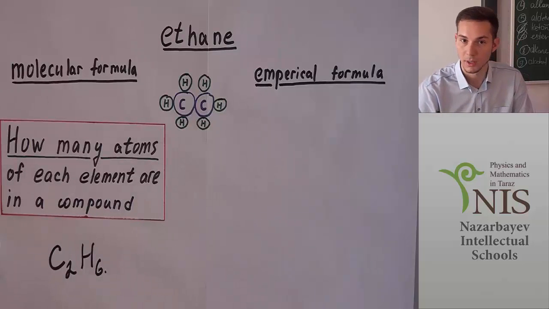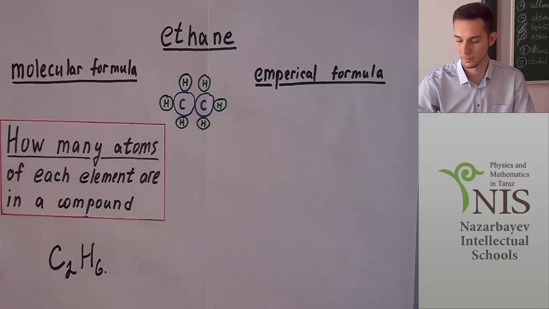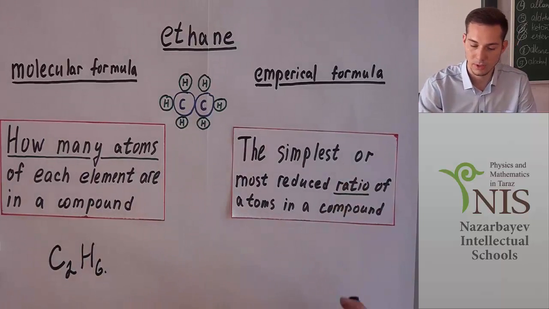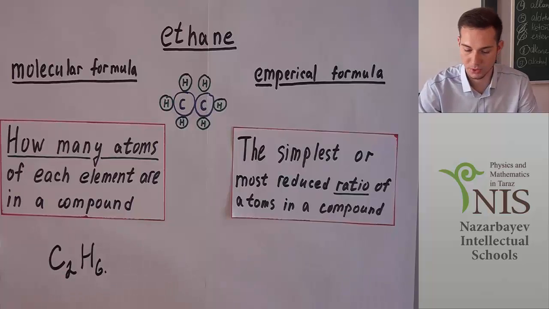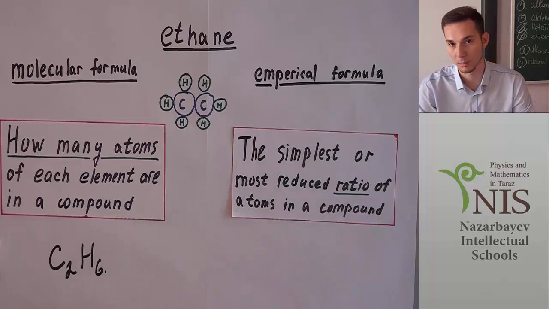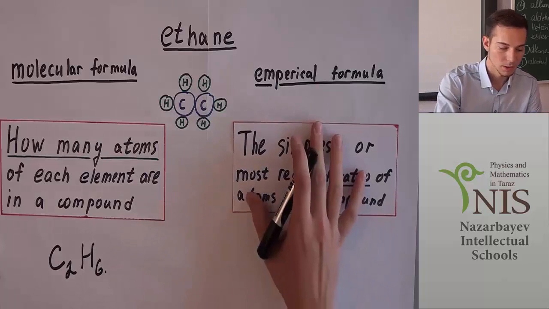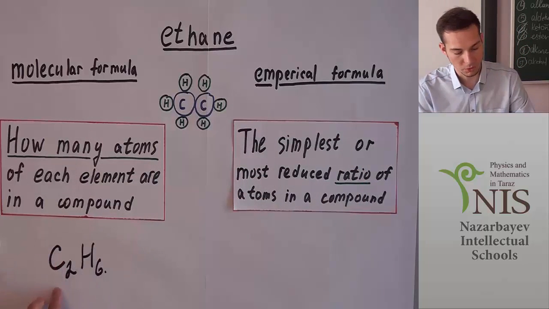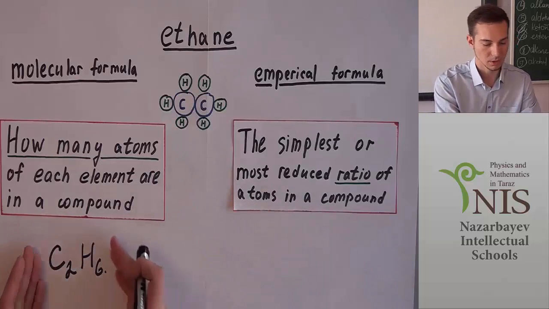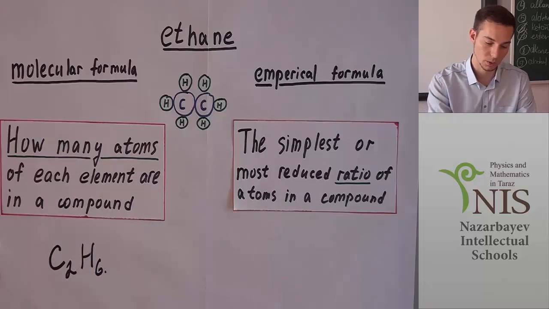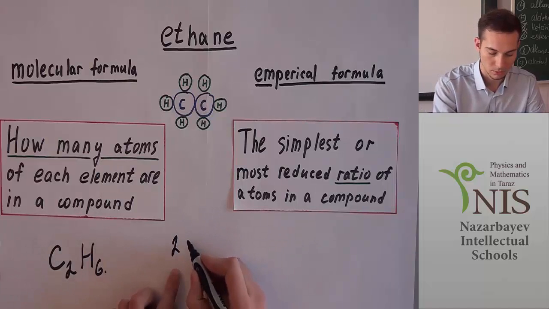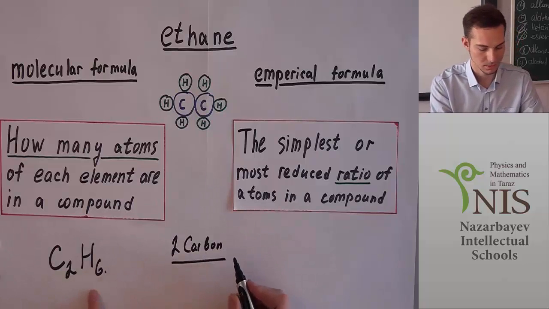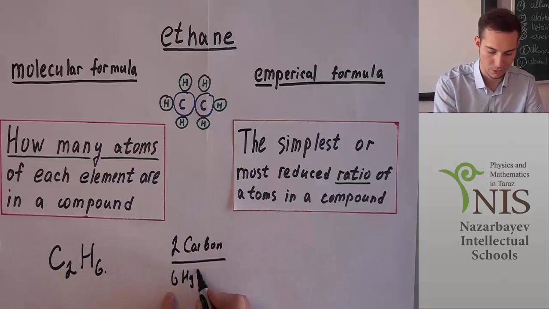Empirical formula, it's all about the ratio. Let's try to read this one. Empirical formula is the simplest or most reduced ratio of atoms in a compound. Okay, let's try to figure out what is the smallest or the most reduced ratio of the atoms in this compound. Okay, here we are. 2 carbon atoms and 6 hydrogen atoms.